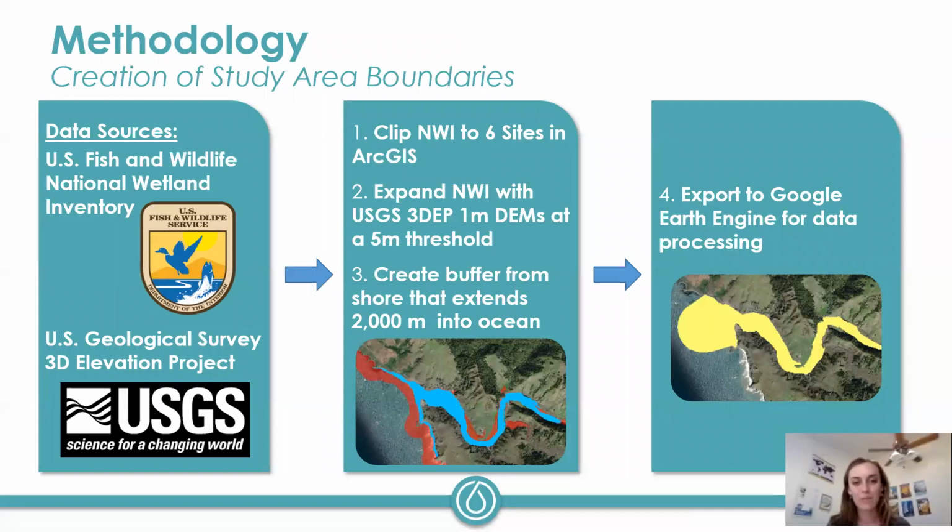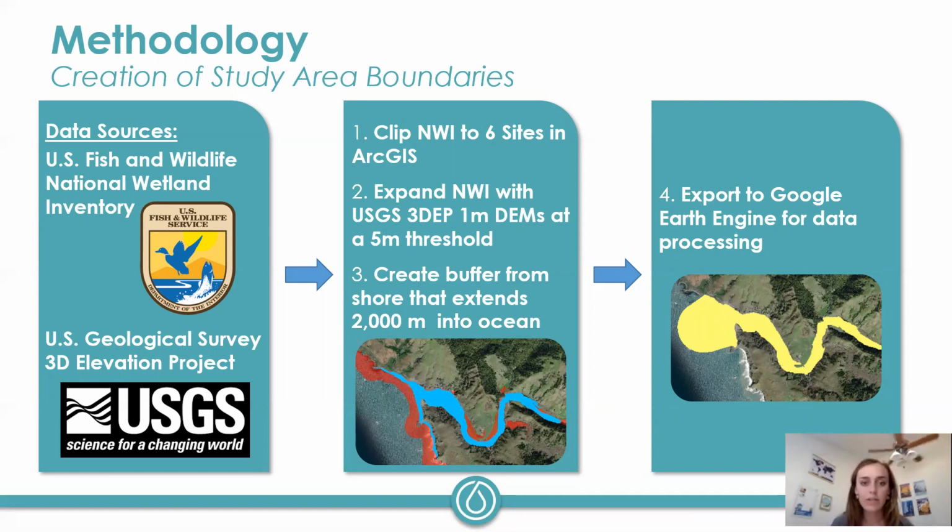Hopping into our methods, we started by defining the study area of our 6 study sites. So we utilized the U.S. Fish and Wildlife's National Wetland Inventory as a baseline designation of estuaries, and the USGS 3D elevation project to include areas of potential inundation. So first, we clipped the National Wetland Inventory to our 6 study sites. We then expanded that baseline area with the USGS 3DEP DEMs. Those DEMs have a 1 meter resolution that we put at a threshold of 5 meters to include any areas that would be potentially inundated up to those 5 meters. And we did this in a repeatable manner as a way to standardize across sites.